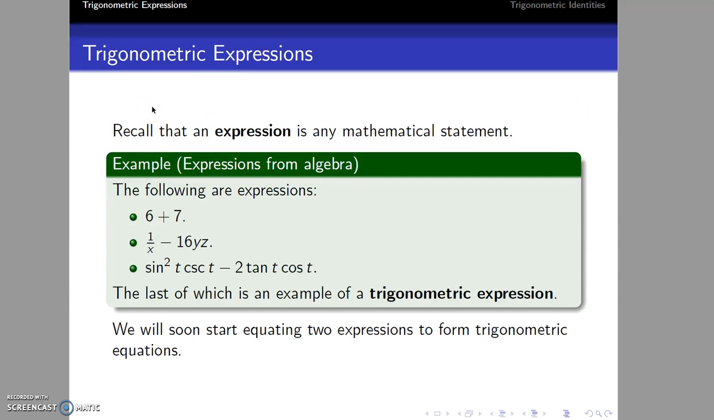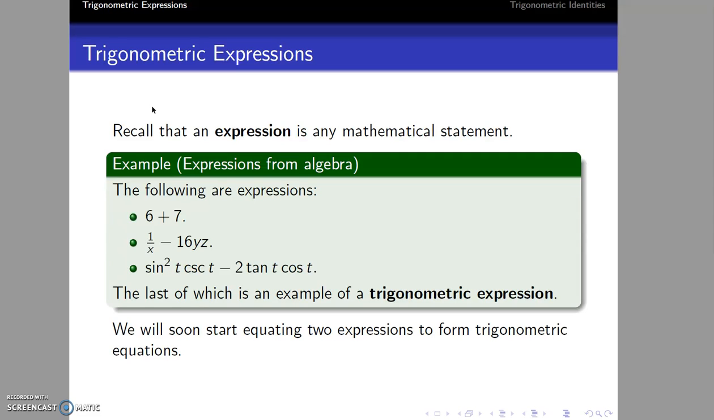So remember for me, if you would, that an expression is just any statement in mathematics. They can be very, very simple in nature. 6 plus 7 is an expression. Obviously that simplifies a little bit. 1 over x minus 16yz is an expression. What's x, what's y, what's z, you ask? Well, they're just variables. They're placeholders. There's no restriction on what x, y, or z could be. We haven't specified anything about them, so they're just general variables right now.